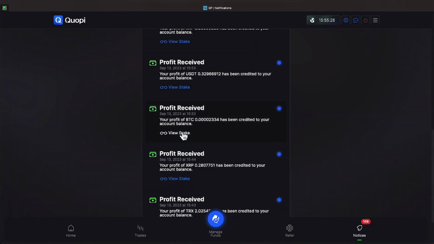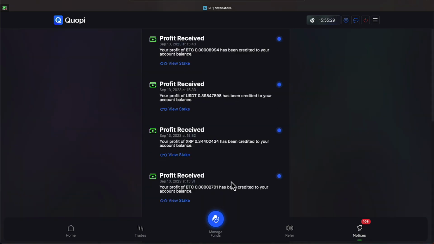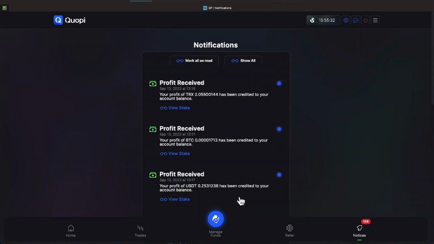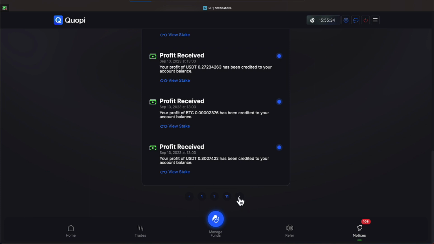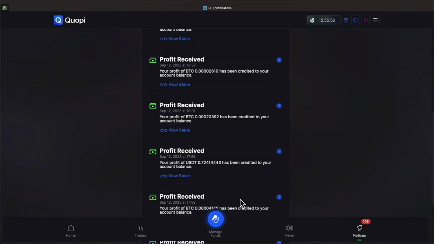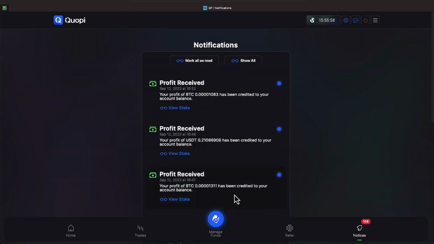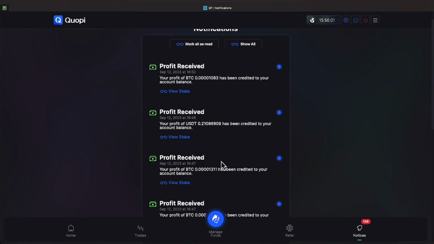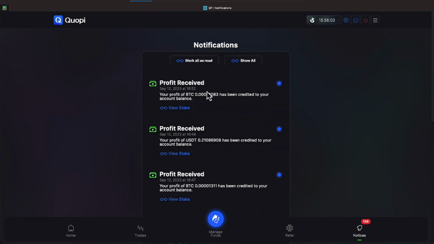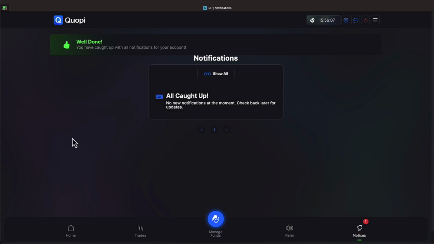Profits received on the first page. Profits received on the second page and third page. Profits received on the fourth page and fifth page. Profits received on the sixth page, seventh page, and eighth page. Let's keep things moving. Profits received. Okay, I think we have one more. Profits received, everyone. We are good to go with 108 notices. Let's mark those as red so those 108 notices will disappear.